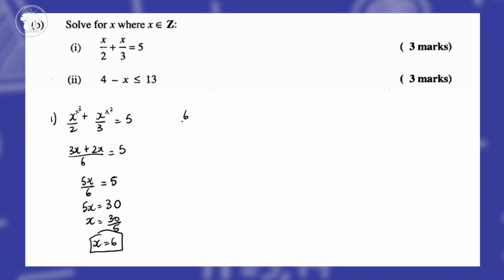And if I put 6 over 2 plus 6 over 3, let's see if that will give me 5. 6 divided by 2 is 3. 6 divided by 3 is 2. So indeed that would give me 5.